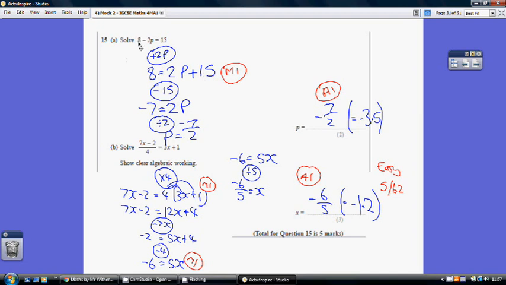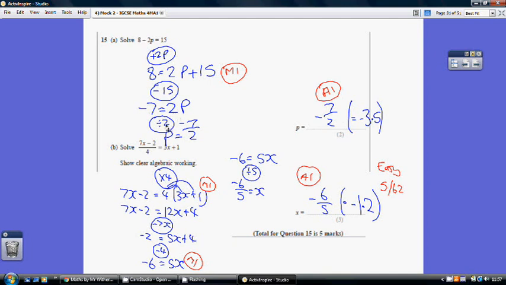If you've chosen to take away 8 from both sides, that's fine, but be ever so careful that you appreciate you're left with -2p on the left. Anyway, the way I'm doing it is just trying to keep negatives to a minimum. So by adding 2p to both sides, I get 8 equaling 2p plus 15. I've then chosen to take away 15 from both sides, giving me -7 equals 2p.